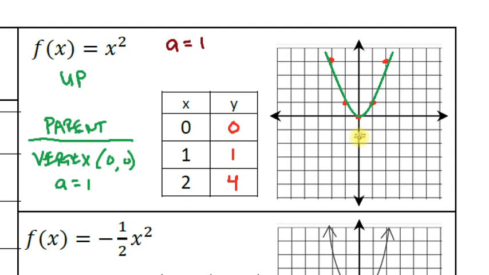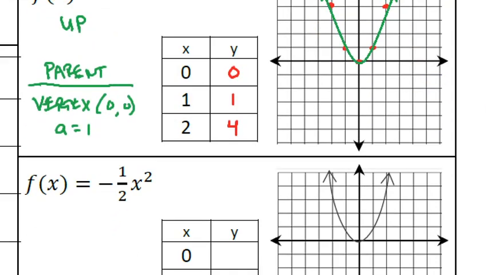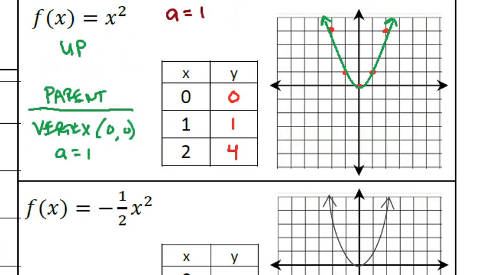I will try to do that with my fast method. Again, it's not going to be perfect. You can do a better job on your paper, but good enough. There's our graph. All right, that's our parent graph. A is equal to 1, and the vertex is (0, 0).